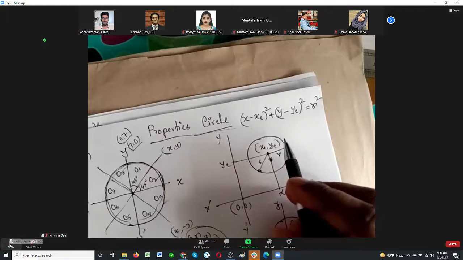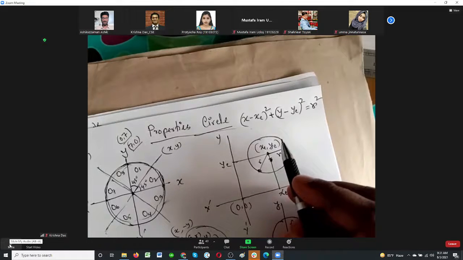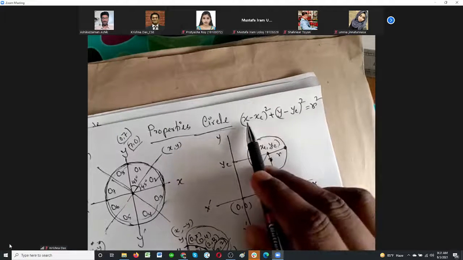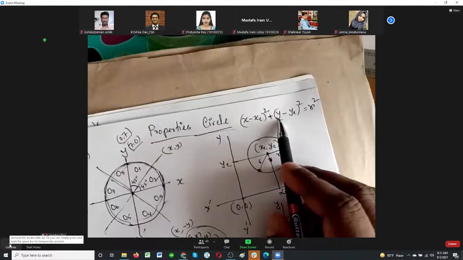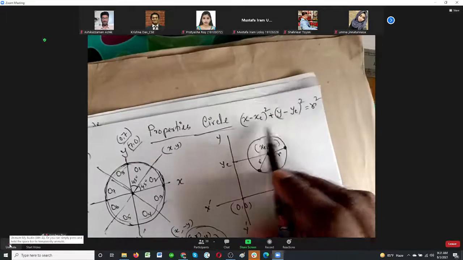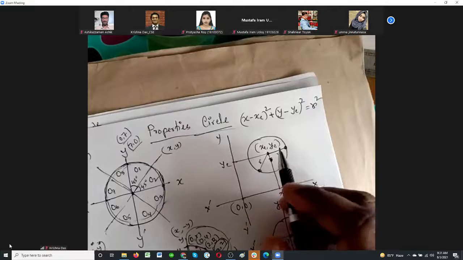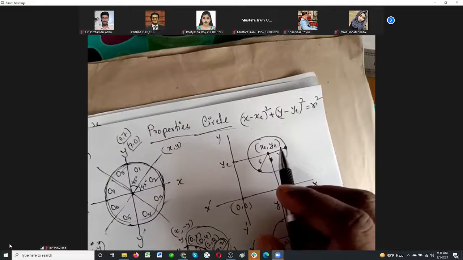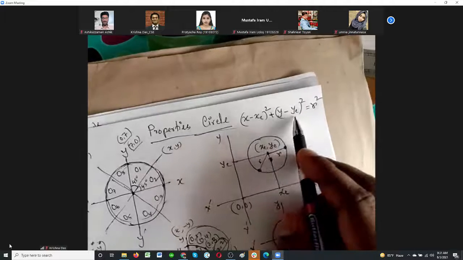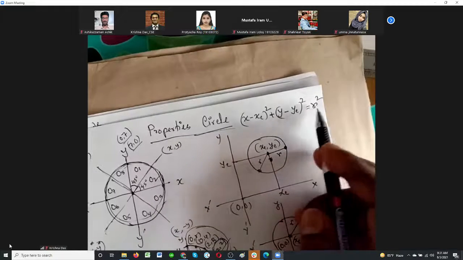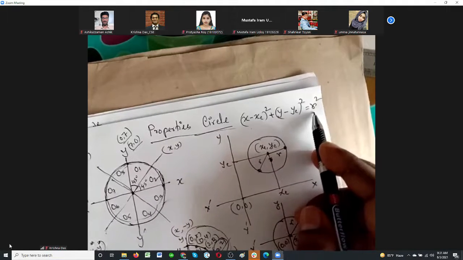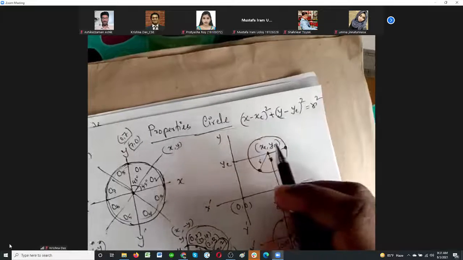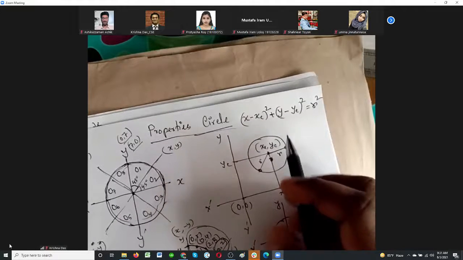What is x and y? What is xc, yc? Sir, xc, yc is the center. Right. And r is the radius. And this x and y?